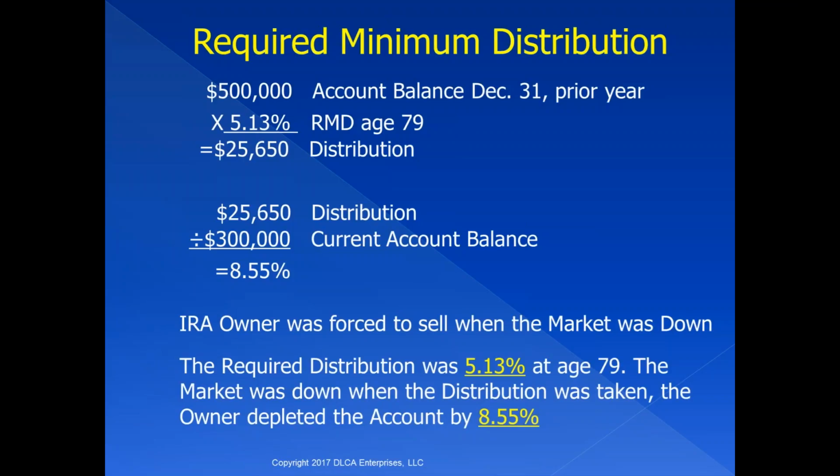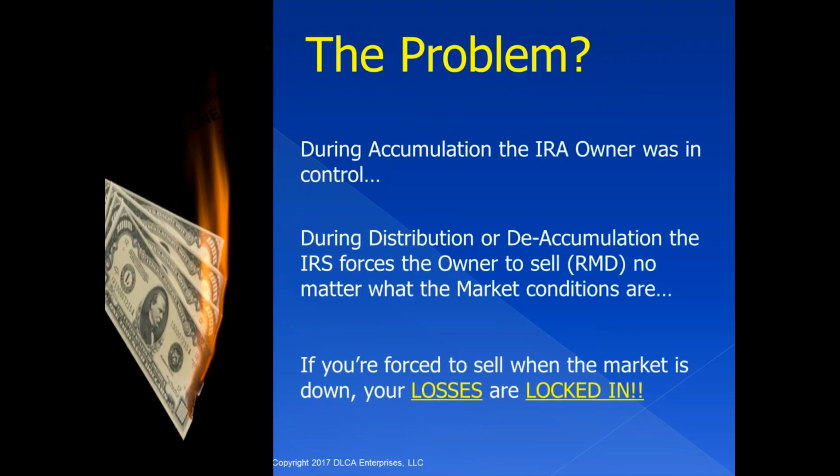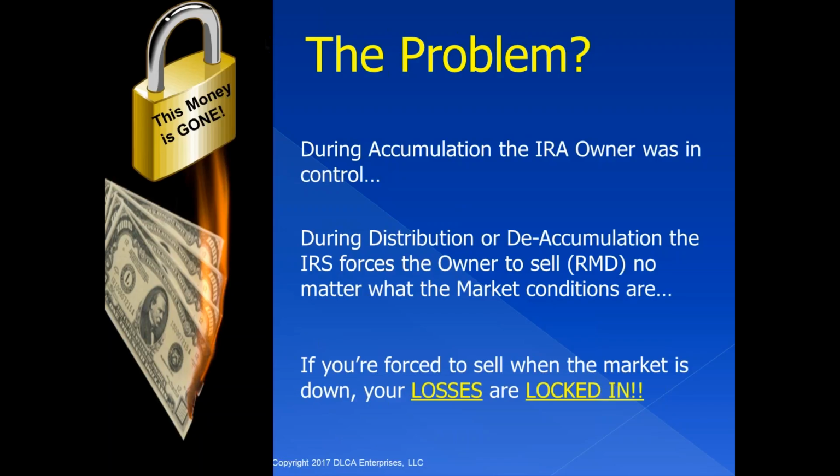And folks, if that happens a few years in a row, you can imagine what the outcome is going to be. So here's the problem. During accumulation, the IRA owner was in control. They didn't have to remove anything. If the market was down, they just waited for it to come back up. But during distribution or deaccumulation, the IRS forces the owner to sell because of the required minimum distribution, no matter what the current market conditions are. So what happens if you're forced to sell when the market's down? Your losses are locked in, and ladies and gentlemen, that money's gone. That's the vulnerability of required minimum distributions.